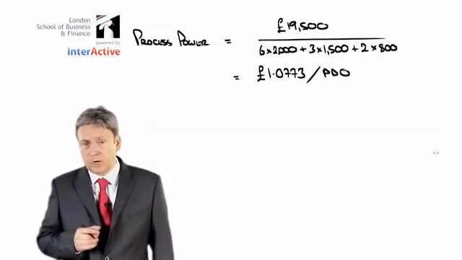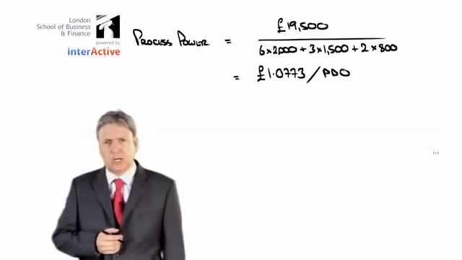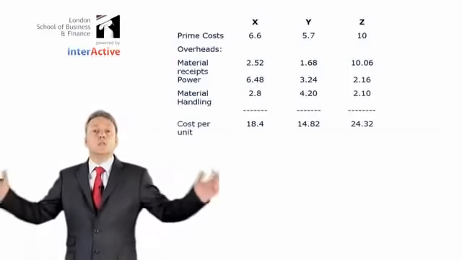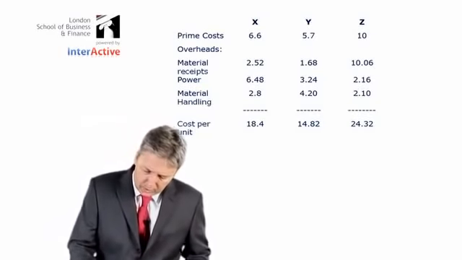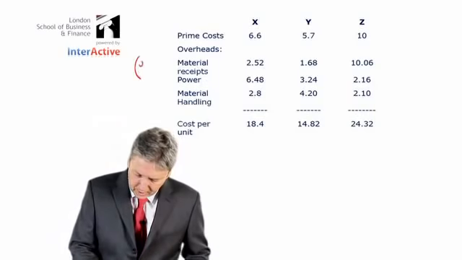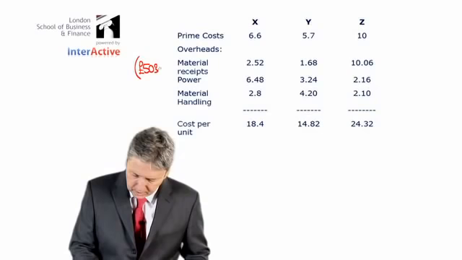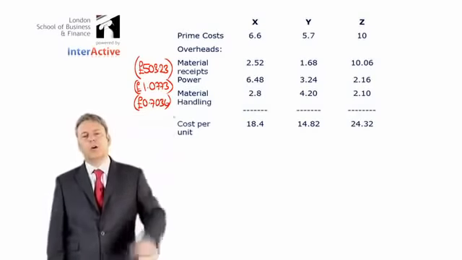So, we've looked at a couple of cost driver rates. Of course, looking at the material handling cost driver rate, it's very similar to what we've just done here for process power. Right. So once we've calculated our cost driver rates, what we can do is this. If you remember, material receipt and inspection, we had a rate of 503.23. And power, we had a rate of 1.0773. And material handling, I'll just tell you, is 0.7036. Okay? Those are our cost driver rates.